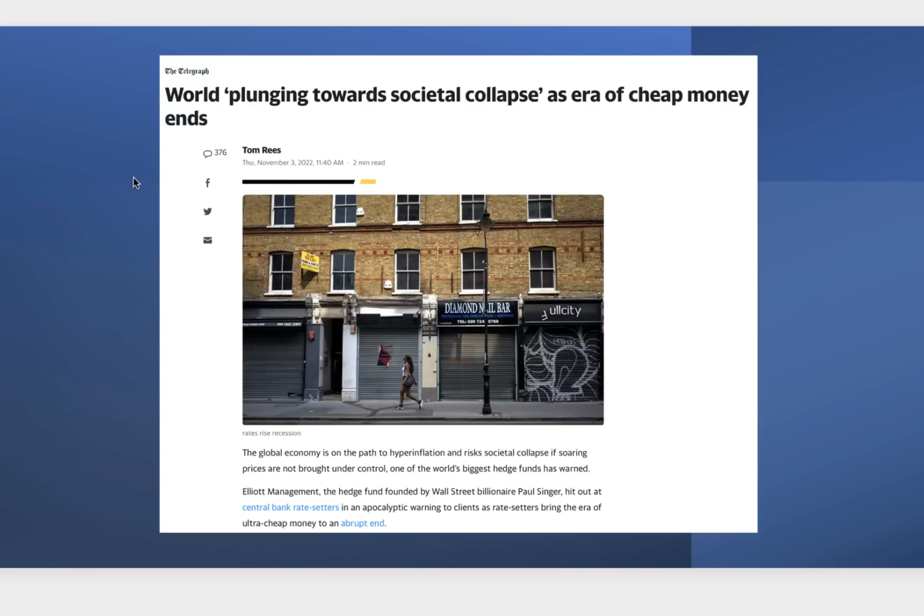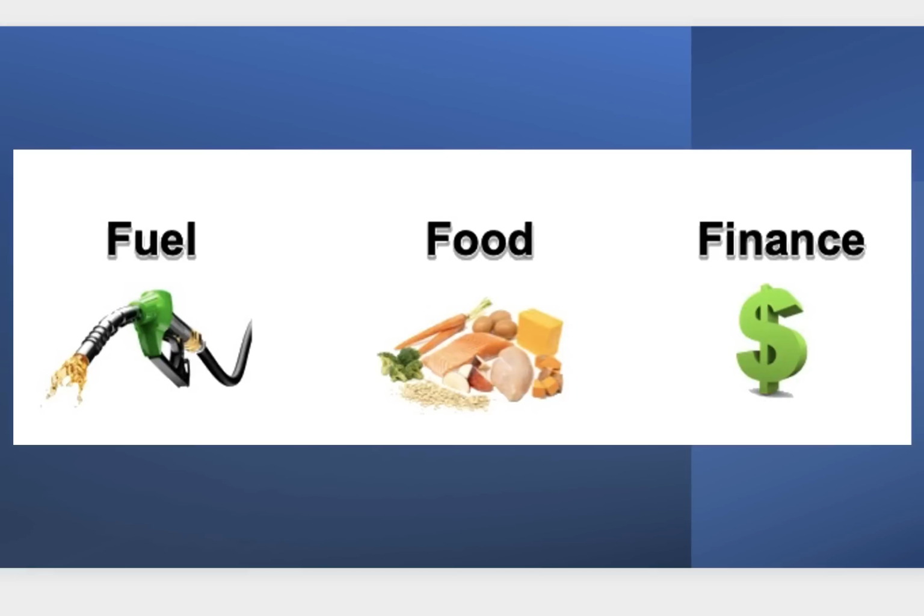Now look at this. "World is plunging towards societal collapse as era of cheap money ends." This is coming through the media outlet, The Telegraph. Go read the full story. You could just Google this, and it's pretty interesting to see what their perspective is here. Now, I'm going to ask you to do one thing. Understand this. This is not political, by the way. This is what's actually happening.